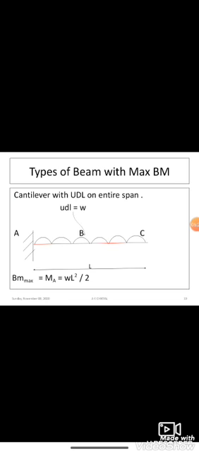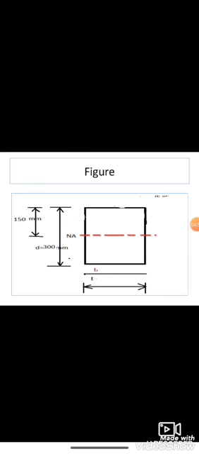Again, it's a cantilever beam. For cantilever beam with UDL, maximum bending moment is WL square divided by 2. Given depth 300 mm, length 1.2 meter, bending stress sigma 8 Newton per mm square. INA, that is moment of inertia about NA neutral axis, 4.05 into 10 raised to 8 mm raised to 4. So this is depth of beam, this is Y 150.